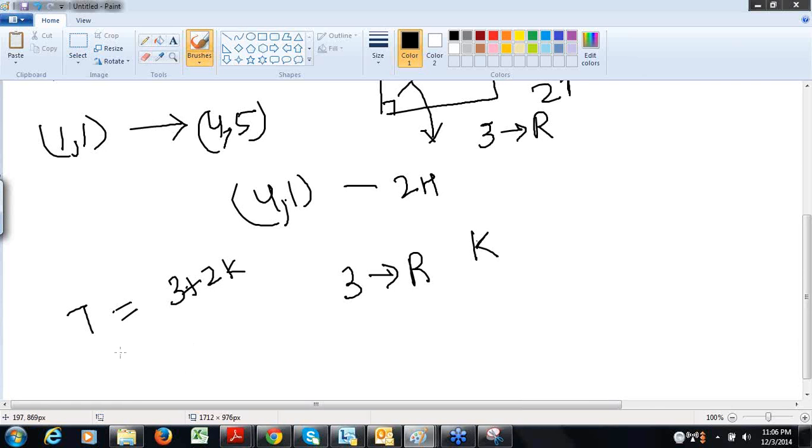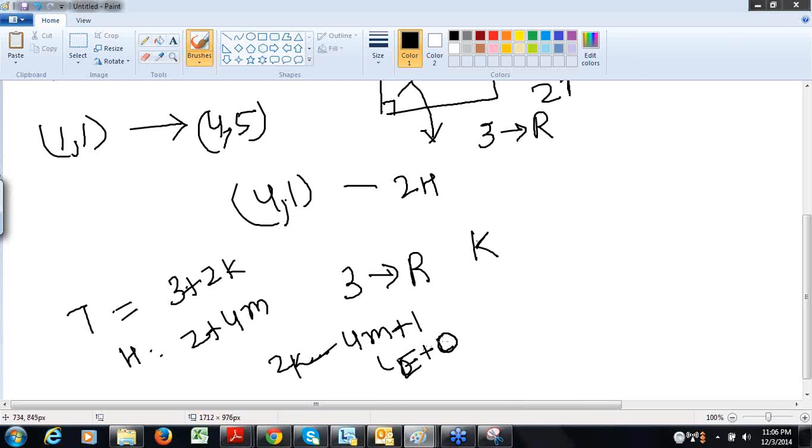Similarly, the total number of heads will be what? 2 plus 4m. So the difference between tails and heads will be what? 2k minus 4m plus 1. And this will be what? Even number plus odd number, which will be equal to odd number.